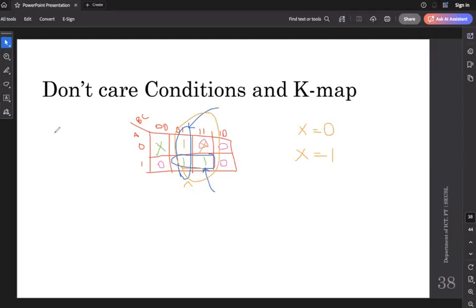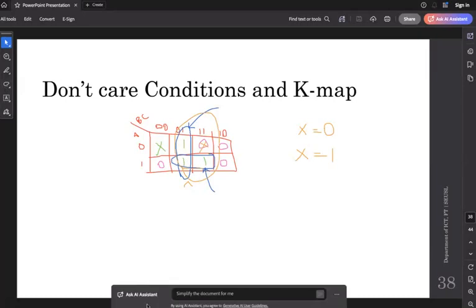Is that clear? Yes, ma'am. How about others? Is that clear? Yes, ma'am.